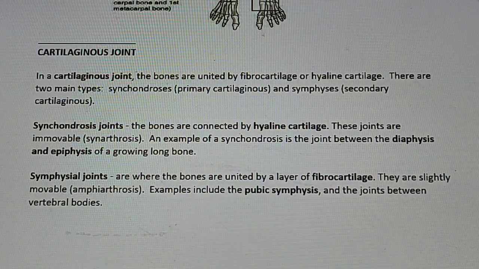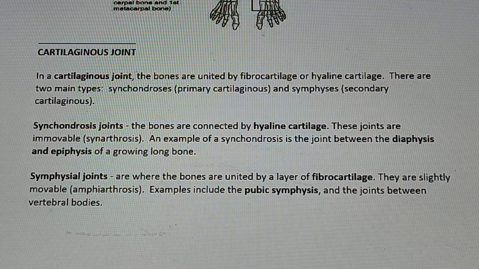Now let's discuss cartilaginous joints. In a cartilaginous joint, the bones are united by fibrocartilage or hyaline cartilage. There are two main types: the synchondrosis, primary cartilaginous, and symphysis, secondary cartilaginous. Okay. So synchondrosis joints, the bones are connected by hyaline cartilage.